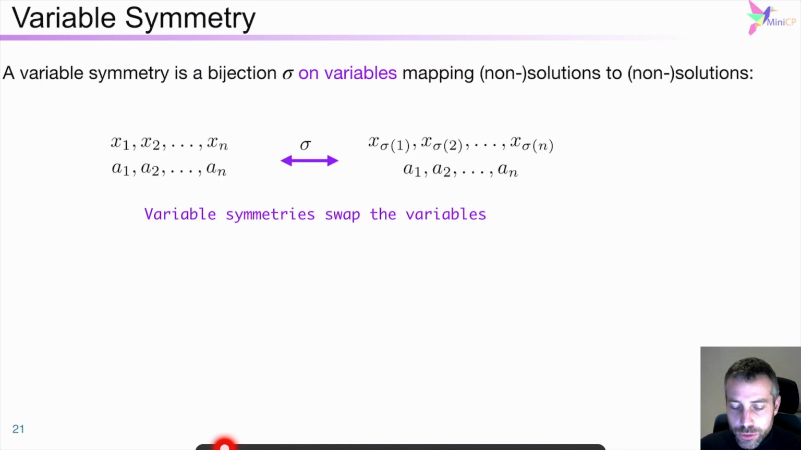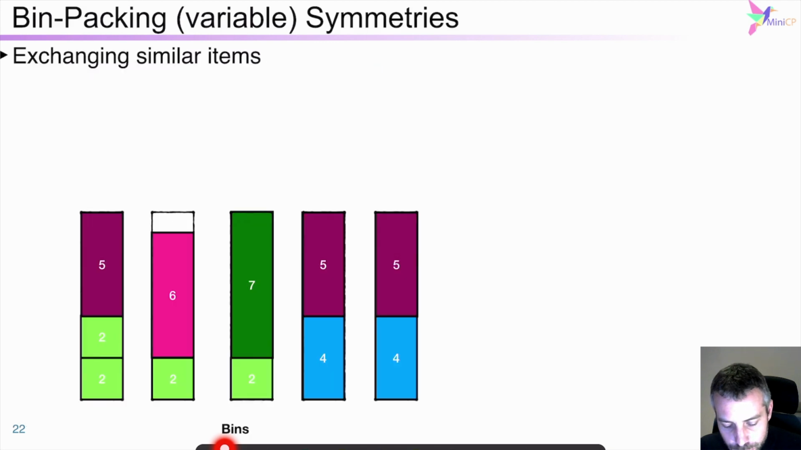We have another type of symmetry for the bin packing problem: the variable symmetries. In that case, you apply the bijection function on the indices of the variables. So you simply exchange the variables and not the values anymore. The values stay the same, but you flip the variables. What are the variable symmetries in this problem? Clearly, if you take two variables there, for instance this variable and this variable, and you exchange them, you still have a solution. So you take two items with the same weight, you flip the variables, and you still have a solution. That's a variable symmetry in the bin packing problem.